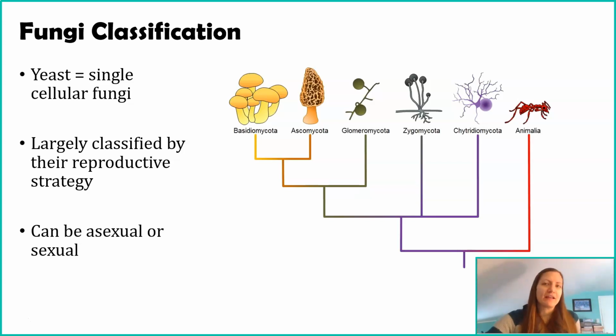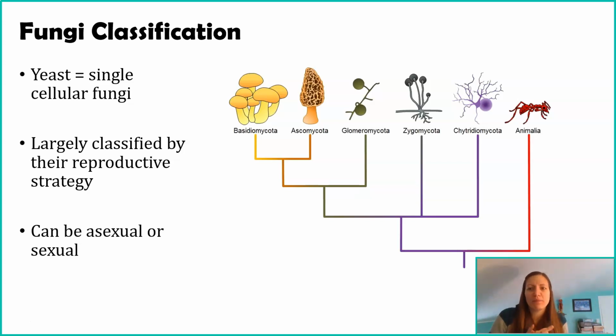The different phyla of fungi are pretty much classified by the way they reproduce, particularly the way they sexually reproduce. I don't want to say all, but a lot of fungi can reproduce both asexually and sexually. Now, the next few life cycles that we're going to talk about are just the sexual life cycle. But just know in the back of your mind that a lot of these fungi can also reproduce asexually.